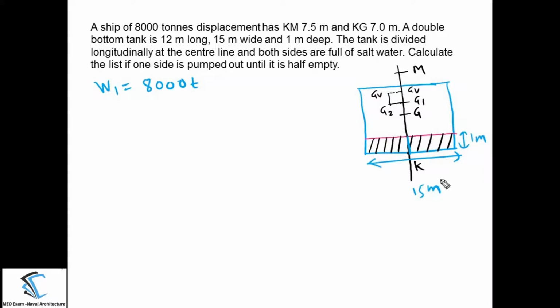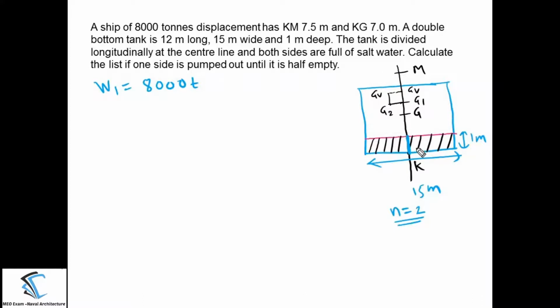The tank is divided longitudinally at the center line. So there is some center girder here. It means that if you think about the number of compartments or tanks here, the whole double bottom tank is divided in 2 compartments. So n is equal to 2 in this case. Now what they are saying: calculate the list if one side is pumped out until it is half empty.